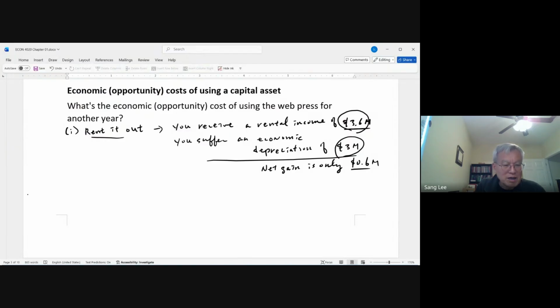So second option, selling it and investing. Sell it for $18 million. And now invest $18 million. And here we assumed you can get a return of 12%. That's pretty high.